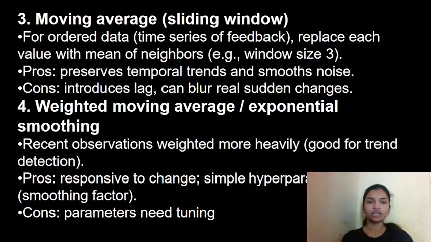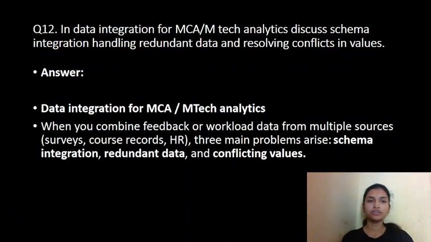Weighted moving average, exponential smoothing. Recent observations are weighted more heavily. Its pros: responsive to change, simple hyperparameter. Cons: parameters need tuning.